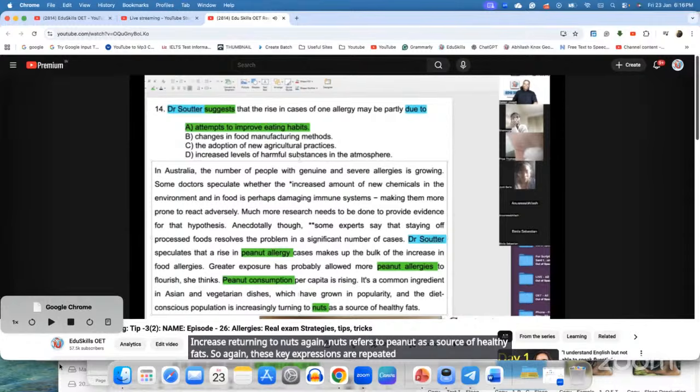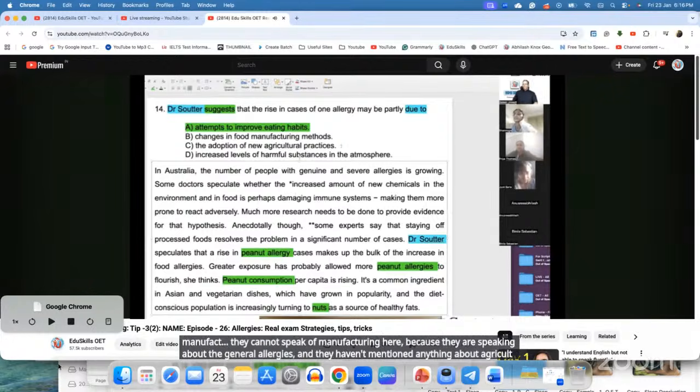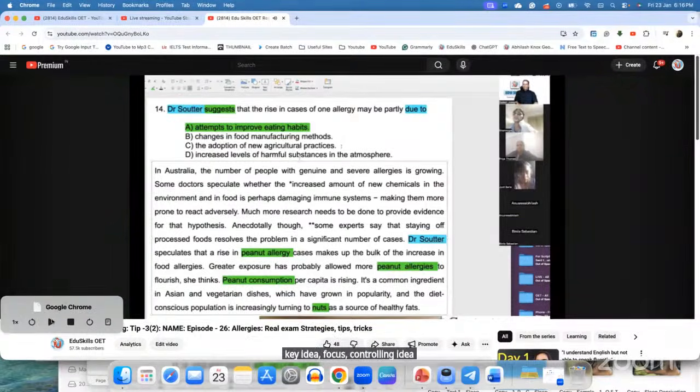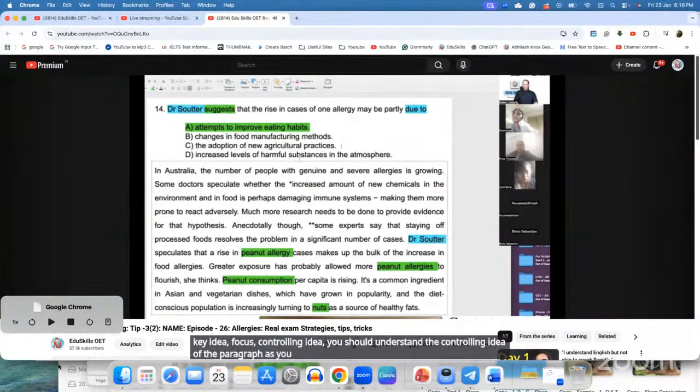And the reason here, see, they cannot speak of manufacturing here because they are speaking about the genuine allergies, and they haven't mentioned anything about agricultural practices. So that's what I said, the key idea, focus, controlling idea. You should understand the controlling idea of the paragraph as you read the questions, even from the topic sentence.